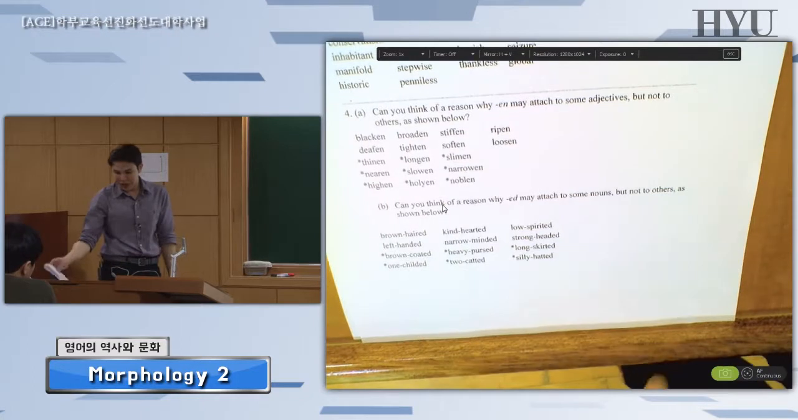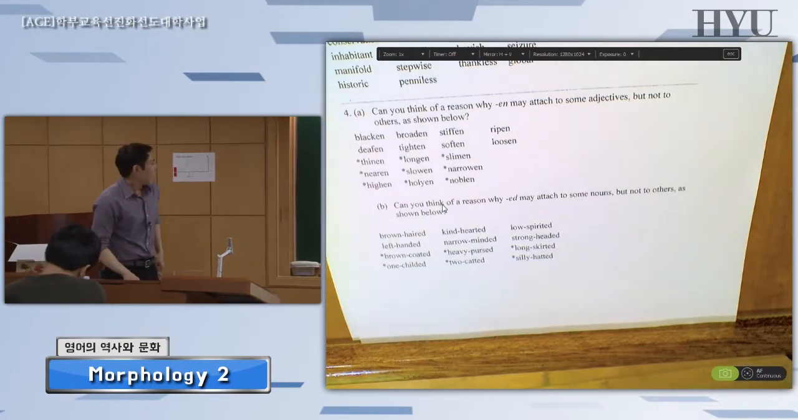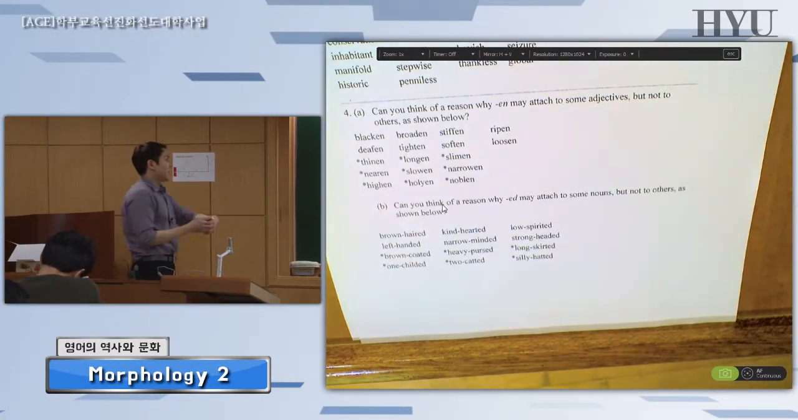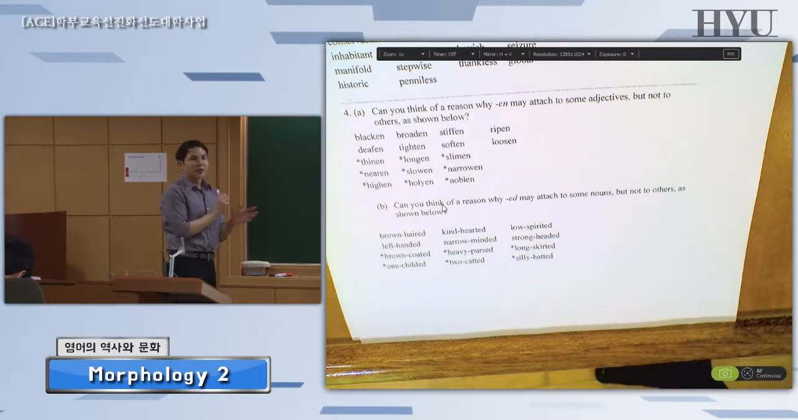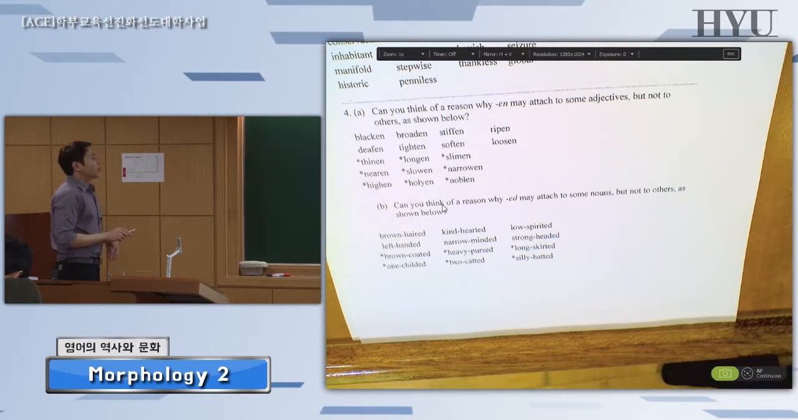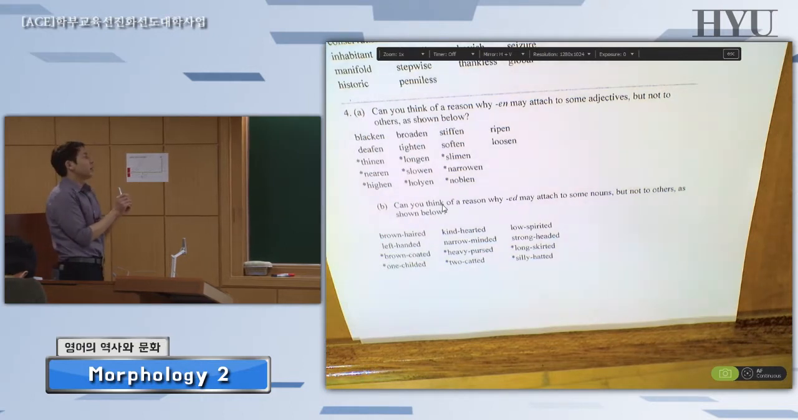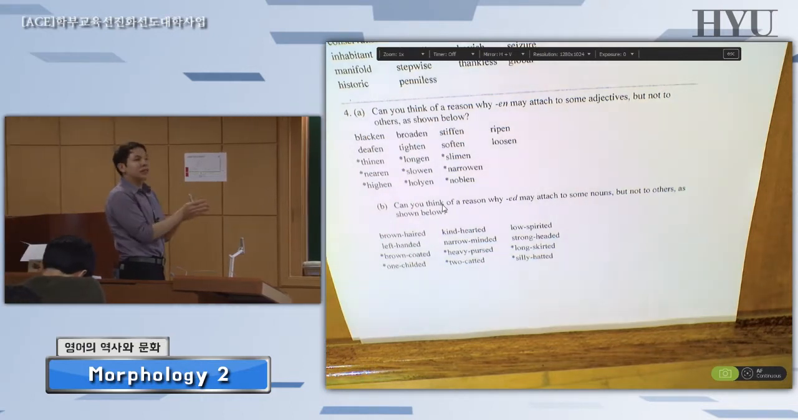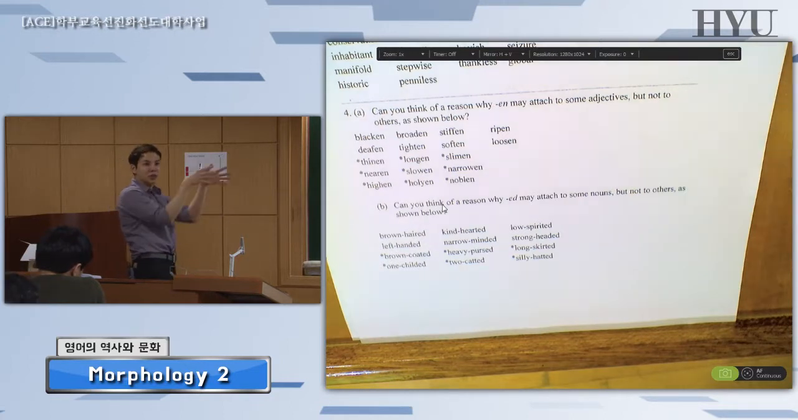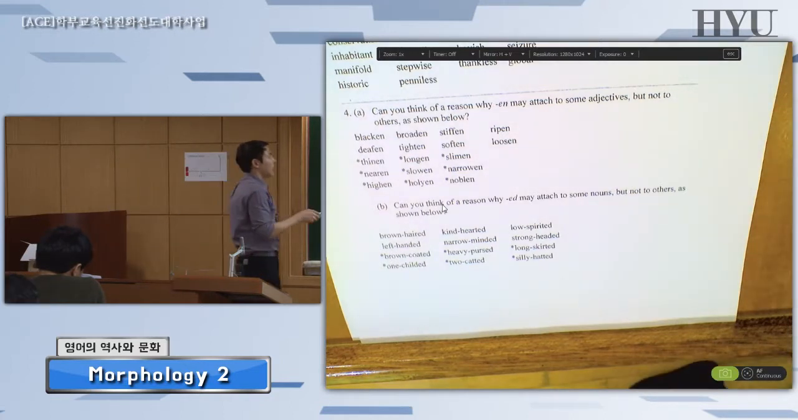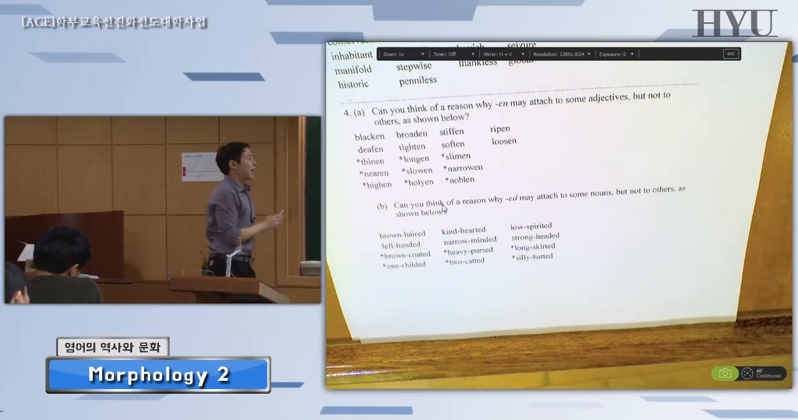En, again, En. Now, this is a lot more difficult than that one, okay? So, En, we saw earlier today, right? En can be attached to some adjectives, and the En means to make, right? So, blacken is to make black. Can you blacken the circle like that when you answer questions in multiple choice format, right? Blacken, to make black, like that.